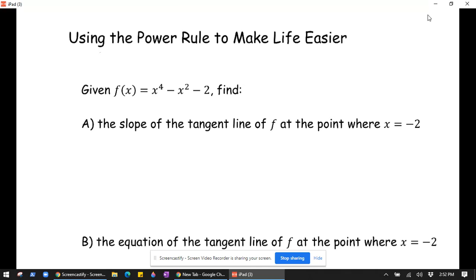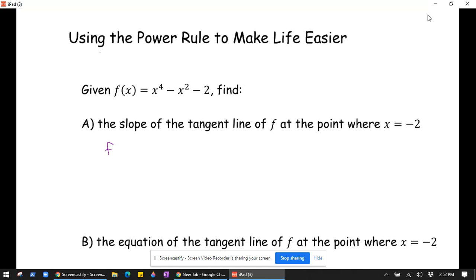So we've got a function, it's a polynomial. We're asked to find the slope of the tangent line of f at the point where x equals -2. Now, if you had to use the limit definition, it would be annoying because you'd have to simplify expressions like (x plus h) to the fourth, x squared, right? A lot of canceling. There's a lot of room for algebra mistakes. But now we have the power rule for derivatives.